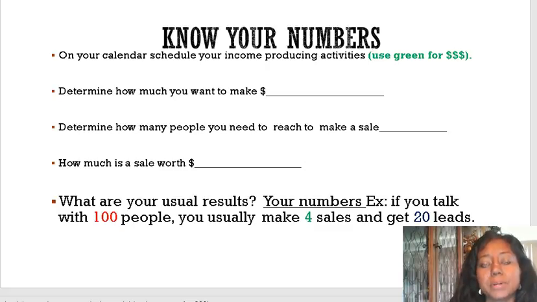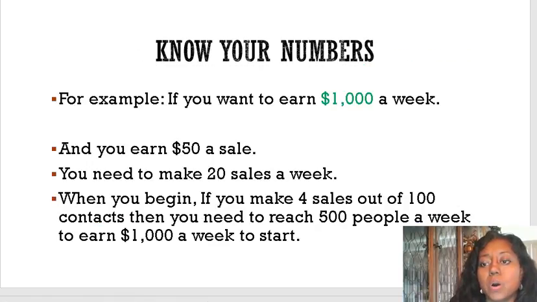So based on these numbers, if you have to speak to 100 people to get 4 sales and get 20 people on your list, and each sale is worth $50 to you, then you would be making $200 for the day. But your goal is $1,000 for the week. So we will start with that where you're earning $50 a sale, which isn't bad, and you need to make 20 sales a week because you want to get to $1,000 a week, and that's doable.